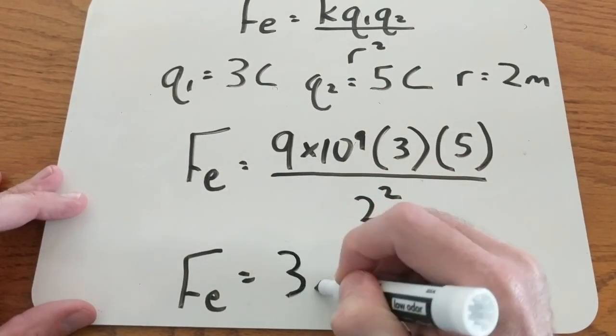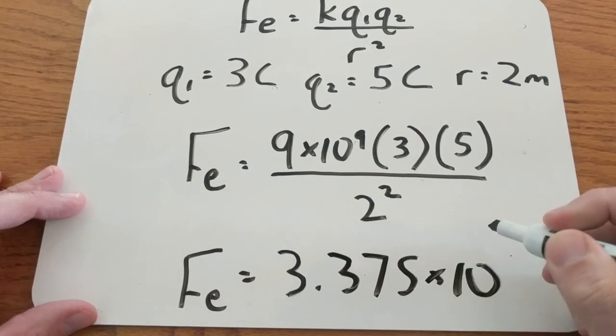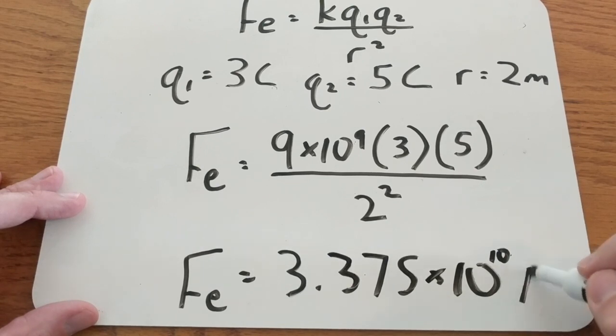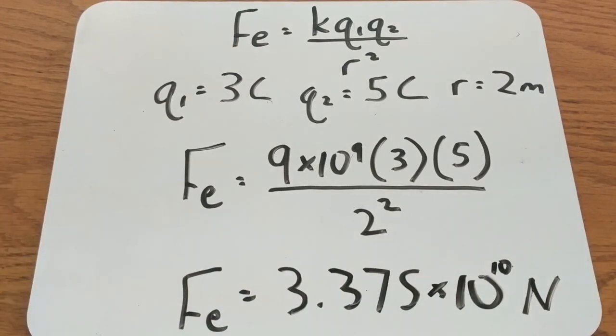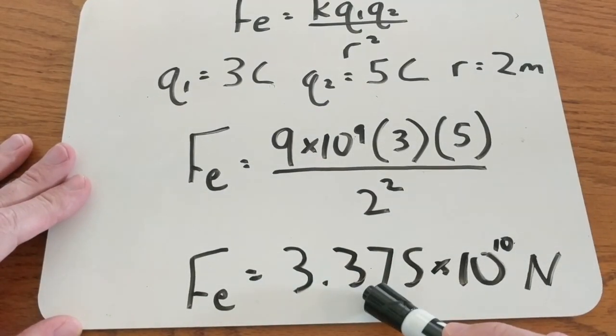And we get 3.375 times 10 to the 10. And since it's force, it is in newtons. All right, now the last part of this, though, is we have to tell the direction. Force is a vector, so we have magnitude and direction for any vector. There's the magnitude, all right?